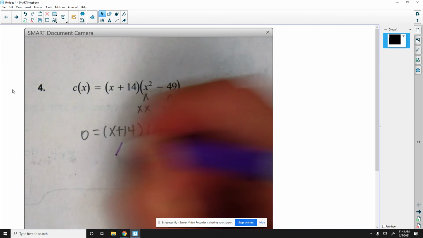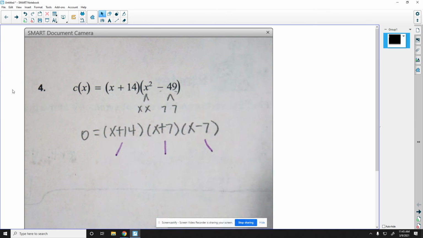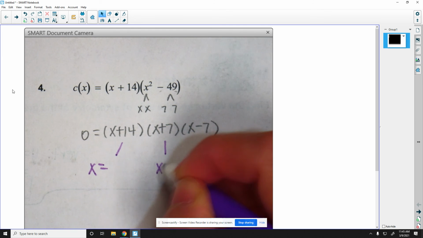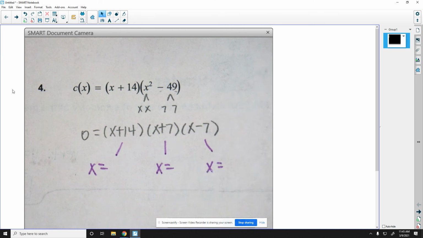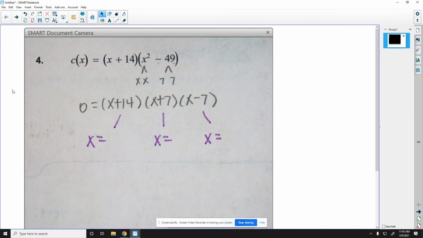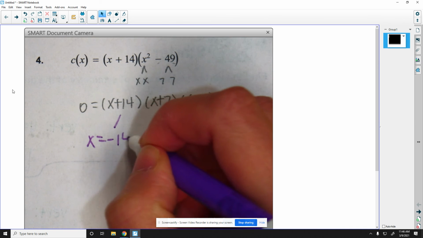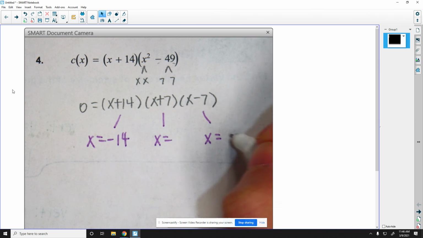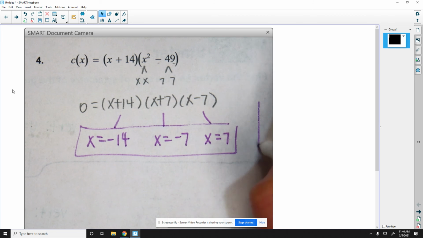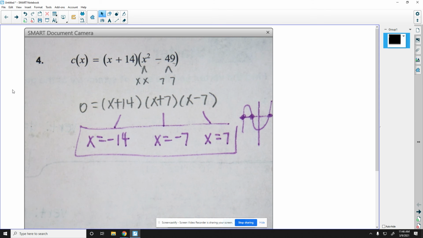So I have 3 answers. Somebody online, do you think you know what the 3 answers are if I set all of these equal to 0? x equals -14, x equals -7, and x equals 7. Yeah, and there it is. And if I graphed it, it would look again like that at -14, -7, and +7. That's what it would look like. So basically the point is factor it as far as it will go and then set each part equal to 0 like we did last chapter.